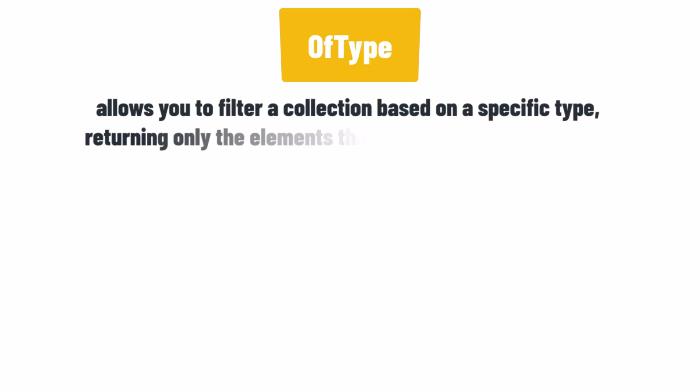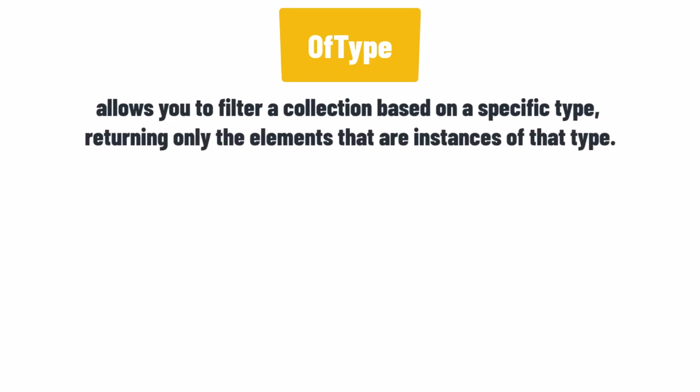In this video, we will explore the OfType method, one of the powerful tools provided by LINQ to filter and retrieve specific types from a collection. Let's dive in. The OfType method in LINQ allows you to filter a collection based on a specific type, returning only the elements that are instances of that type.